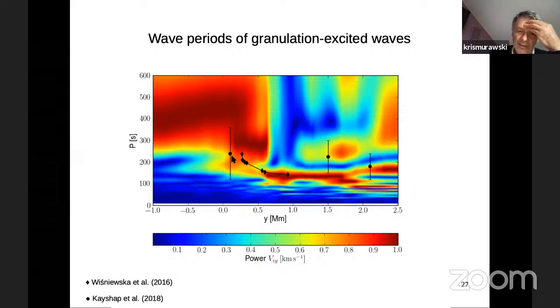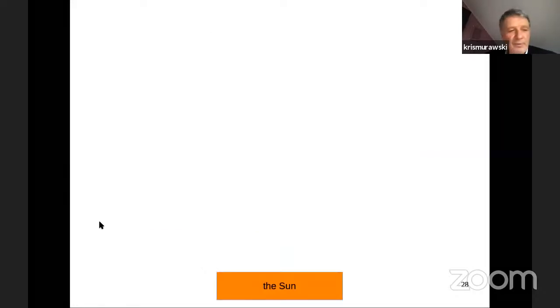We have two sets of observational data, only 3 points from K-Sharp et al., and also data by Wiśniewska et al. There is some resemblance between the observational and numerical data, which made us happy. I just need 2 slides to complete, so I hope I'm not running out of time. Let me summarize our findings in this way.